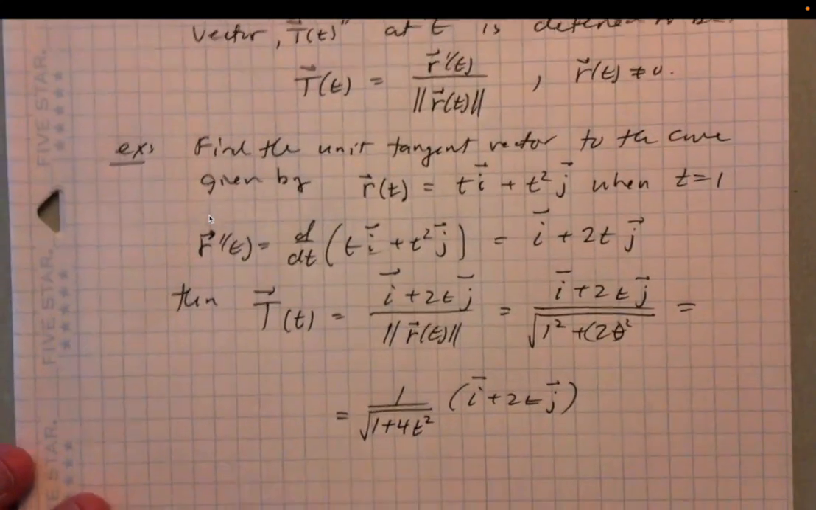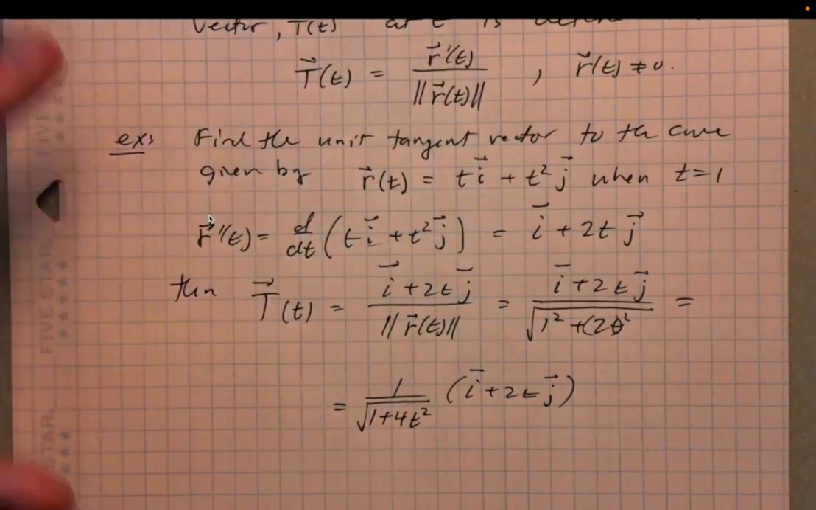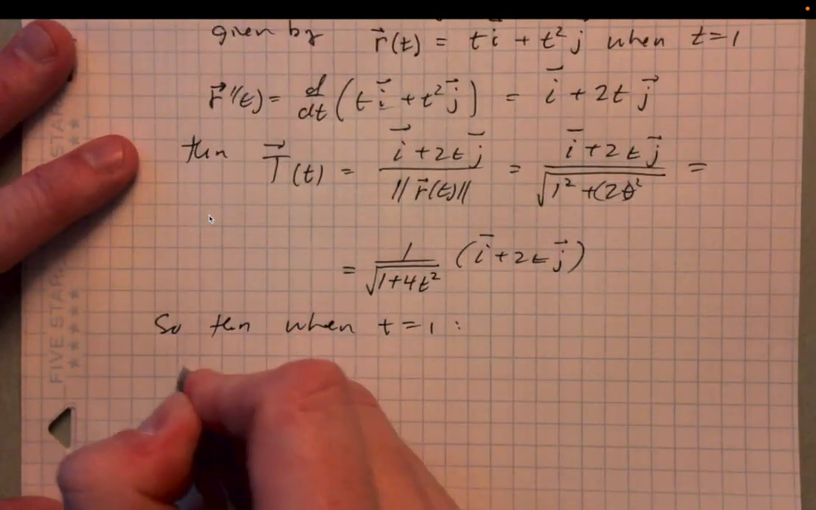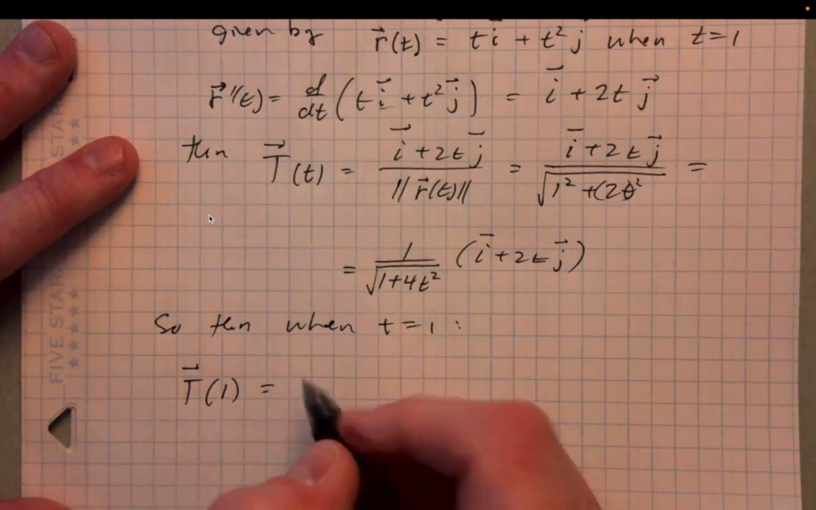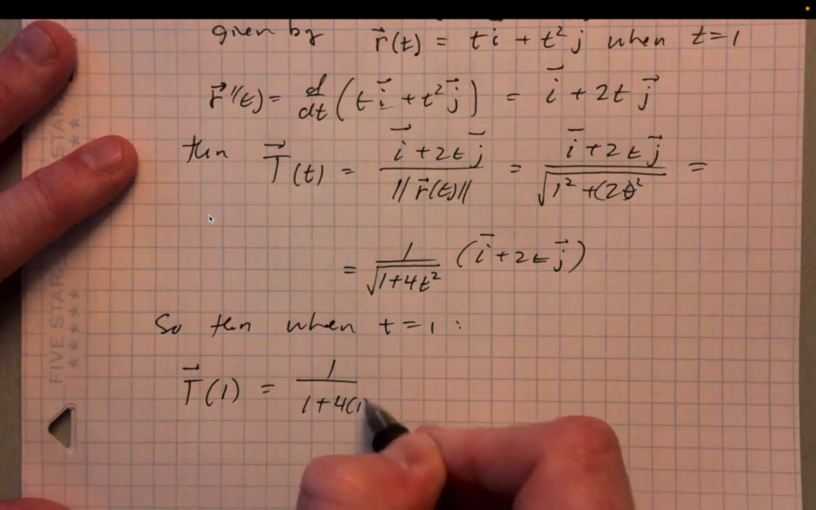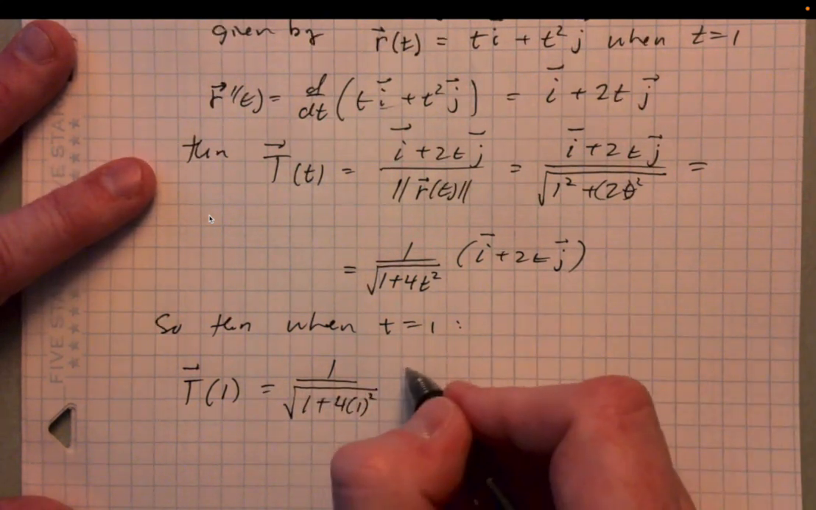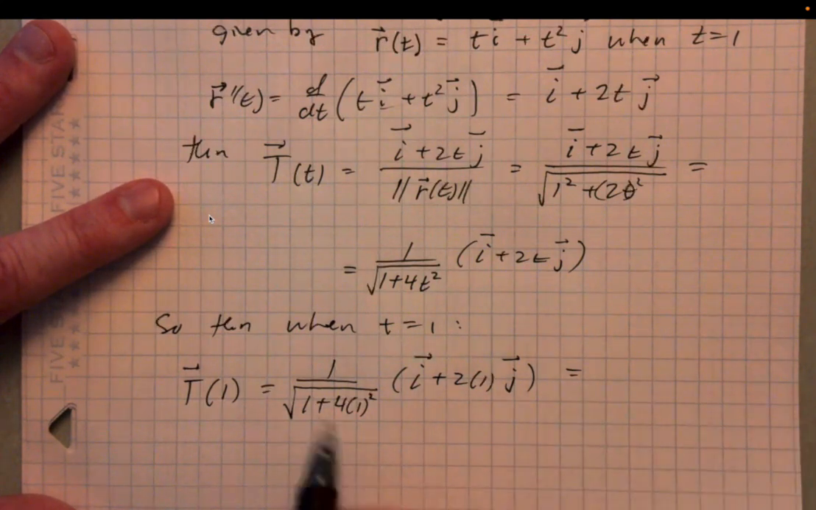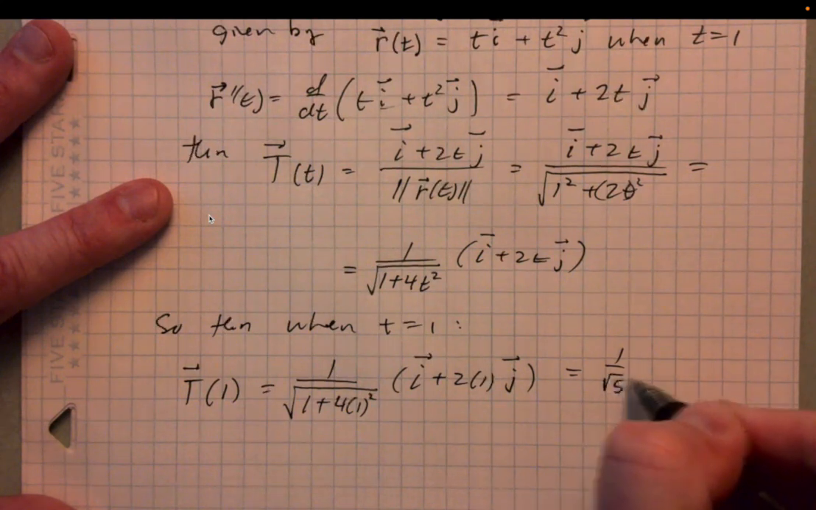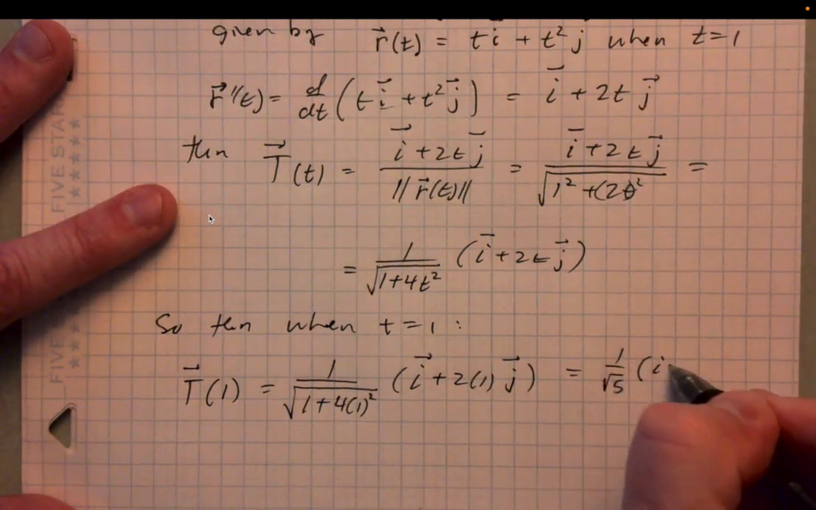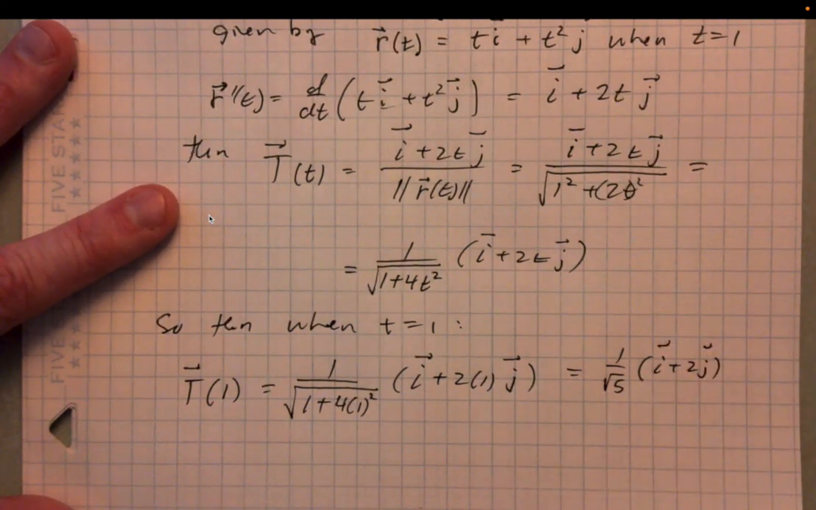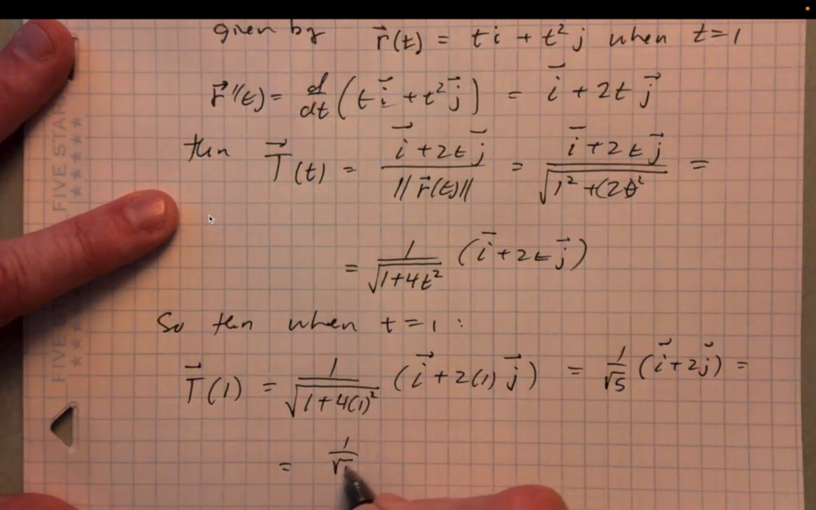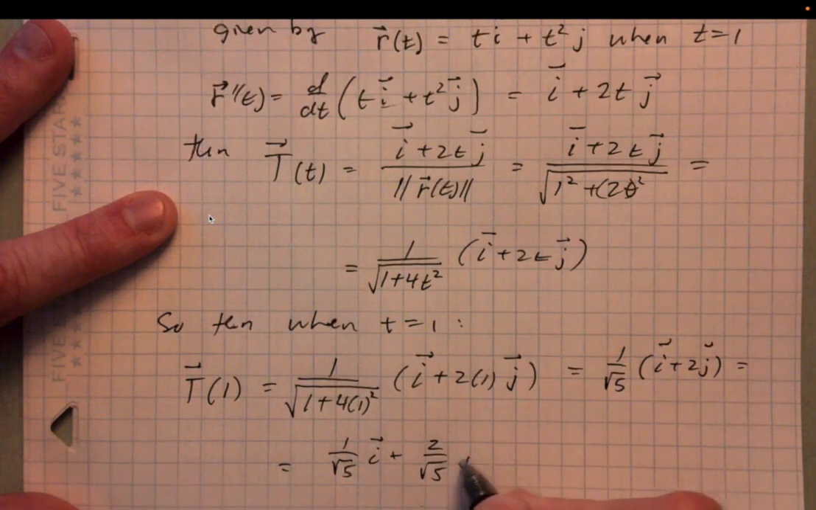Now we want to know specifically what the unit tangent vector is when t is equal to 1. When t equals 1, what do we get? T of 1 is going to be 1 divided by the square root of 1 plus 4 times 1 squared, which we'll put on there for completeness, times i plus 2 times 1 times j. And so this down here is 1 over the square root of 5 times i plus 2j. Maybe a better way to write it would be 1 over the square root of 5 times i plus 2 over the square root of 5 times j.